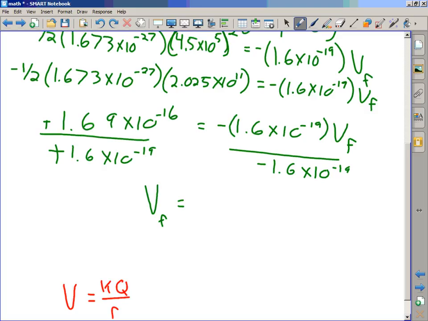So what do I expect this to come out somewhere around? Order of times 10 to the positive third. Whenever you're dividing, you take the exponent of the numerator and subtract the exponent of the denominator. So that's negative 16 minus negative 19, so negative 16 plus 19. I expect this to come out somewhere around 1 times 10 to the third. So what does the final voltage come out to be? I think I heard 1.05 times 10 to the third volts.